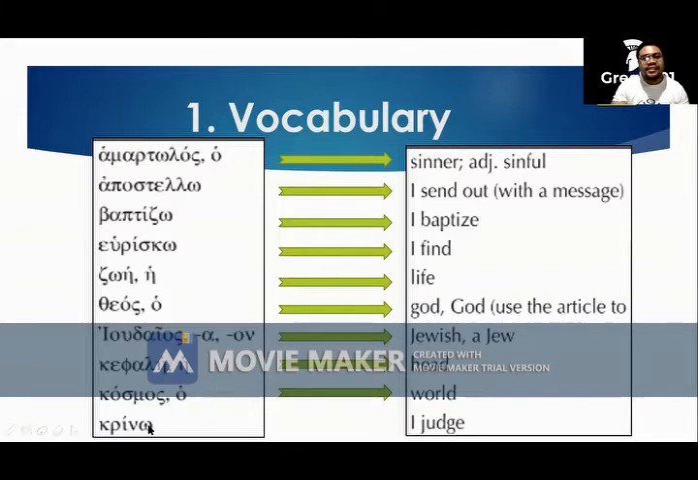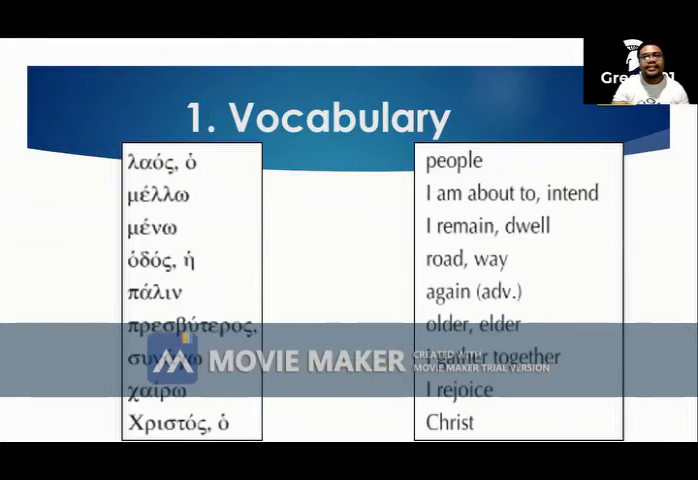Right. Next word is krino. Say it with me. Krino. It means I judge. Next word is laos. Laos. It's a masculine form. It means people. Next word is mello. Mello. It means I am about to or intend.